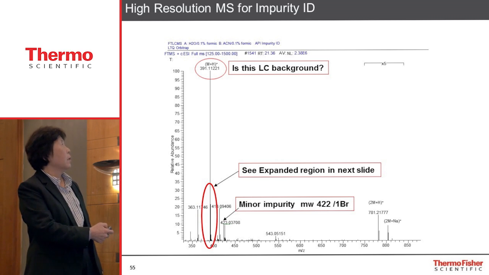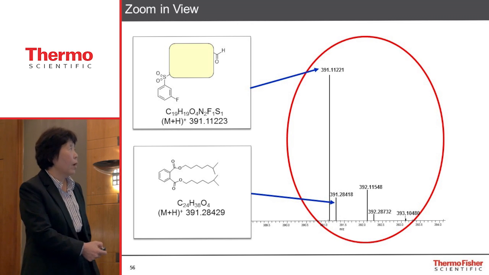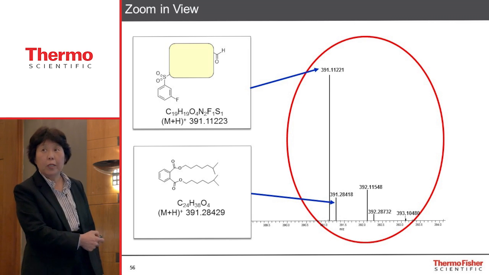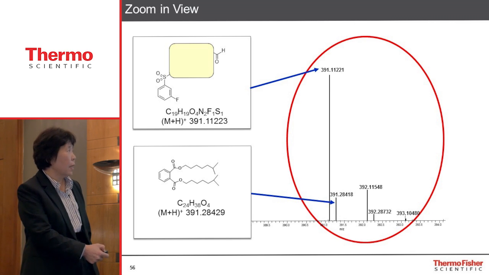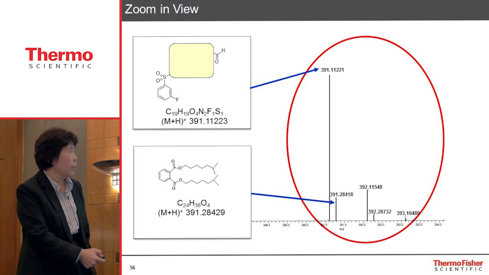So if we zoom in, take a look. This peak, actually this pair, we have two pairs of peaks. This pair is my impurity, and then the real valley is here. And also, I would like to draw your attention to this. This is the sulfur 34 peak.